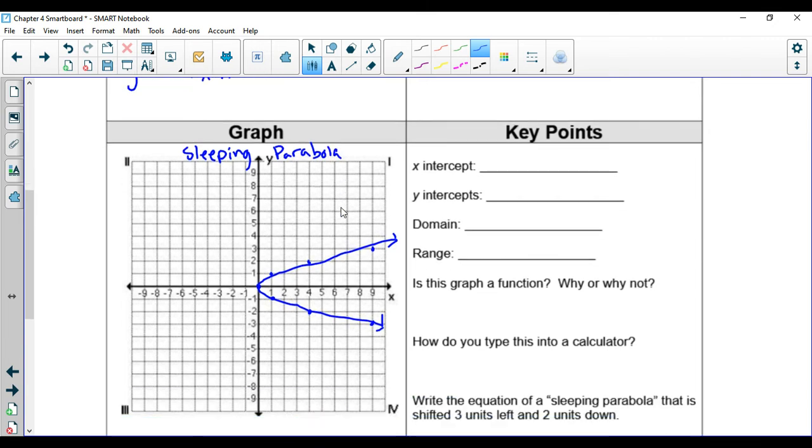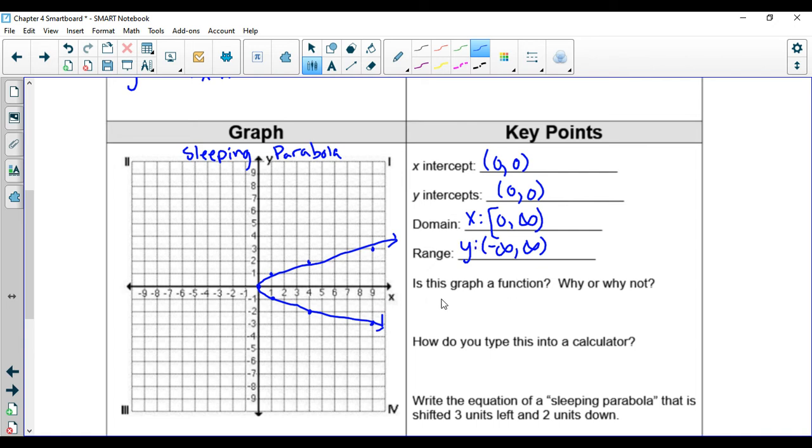All right, go ahead and do the key points here. So your x-intercept is 0, 0. Your y-intercept is 0, 0. Your domain is going to be touching 0. So it'll be 0 is less than or equal to x, which is less than infinity. And again, the way we're writing that out with interval notation is the bracket, meaning it equals 0. That's everything greater than 0 all the way to infinity. The range is going to go down to negative infinity and all the way up to positive infinity. So all real numbers, negative infinity to infinity.